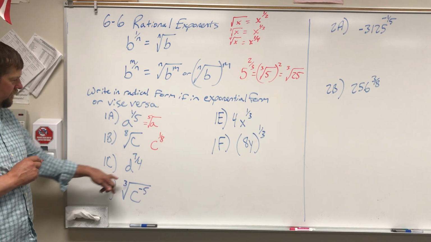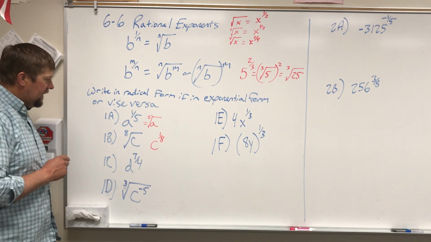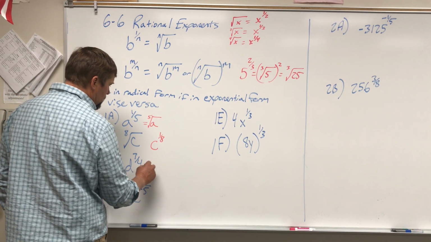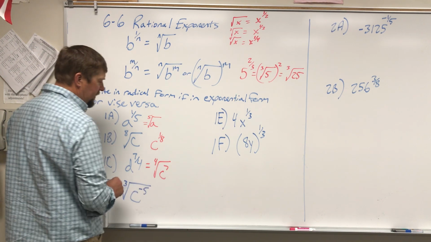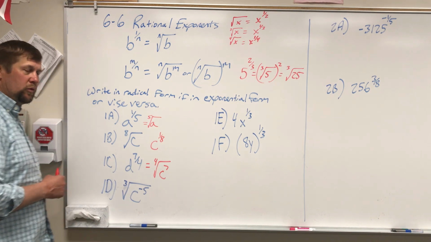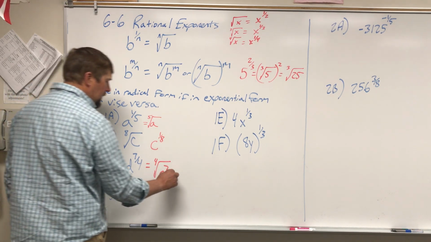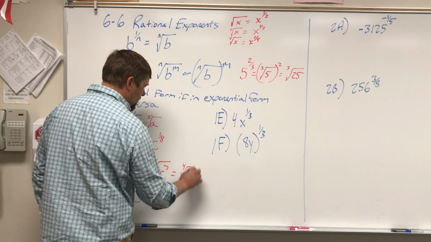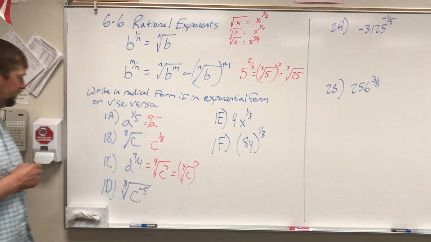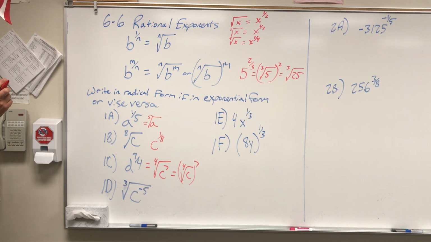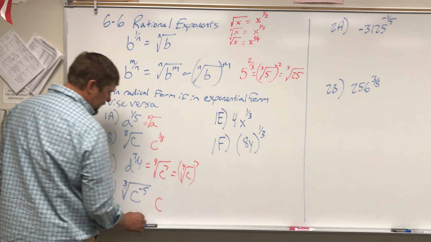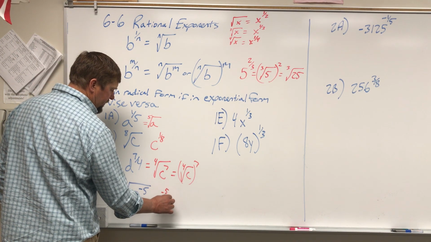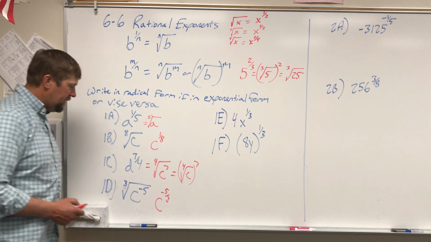This one has 7 over 4 as an exponent, so we could write it two different ways. We could write it as the 4th root of c to the 7th. Remember, the bottom is the root, the top is the power. Or you could say the 4th root of c all to the 7th power, either way. All right, this one, the 1d here, the power is -5, the root is 3, so you would say c to the -5/3 power. That would be how that one would be written.